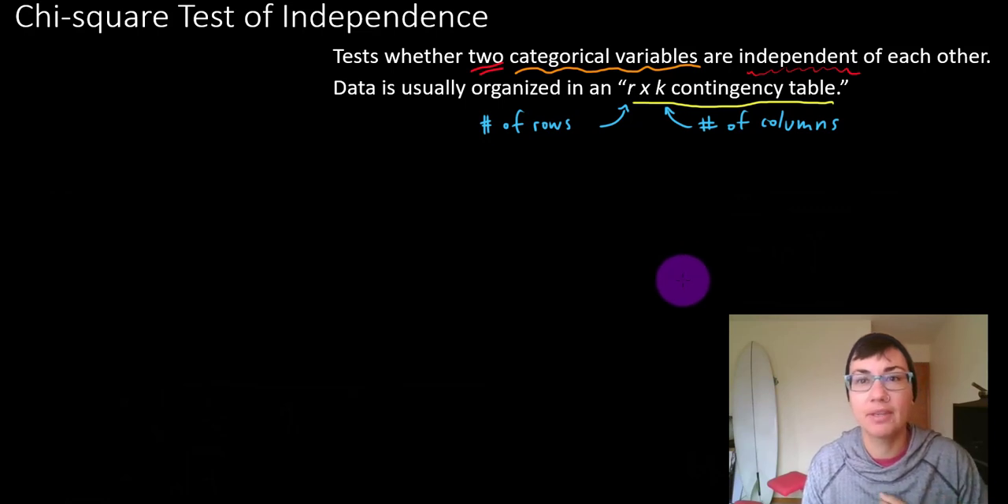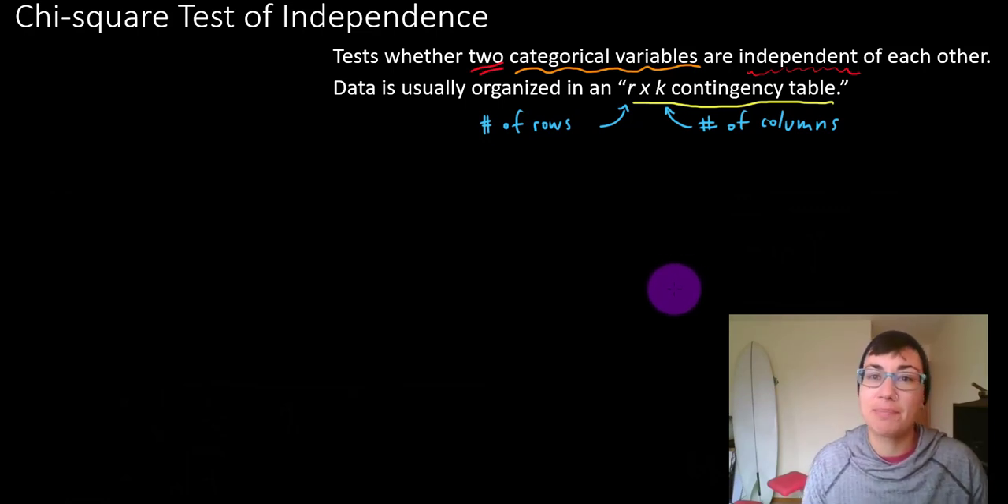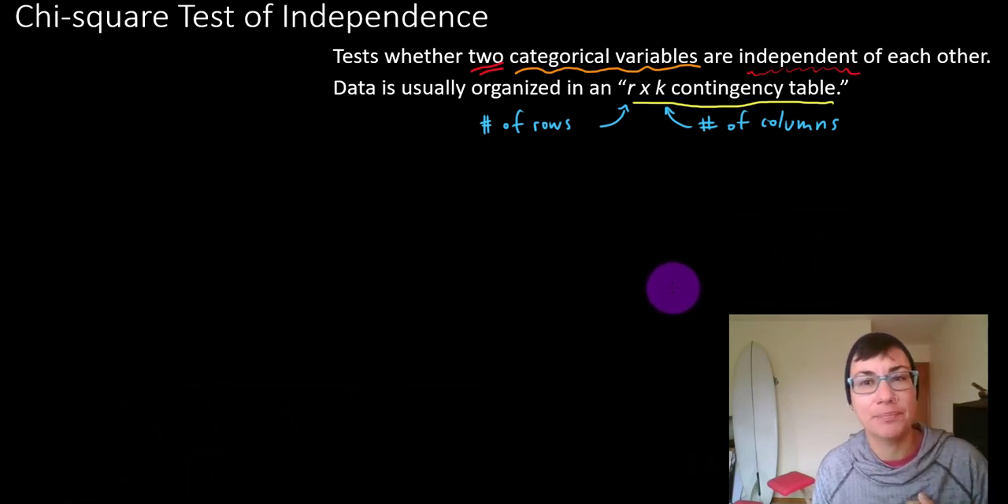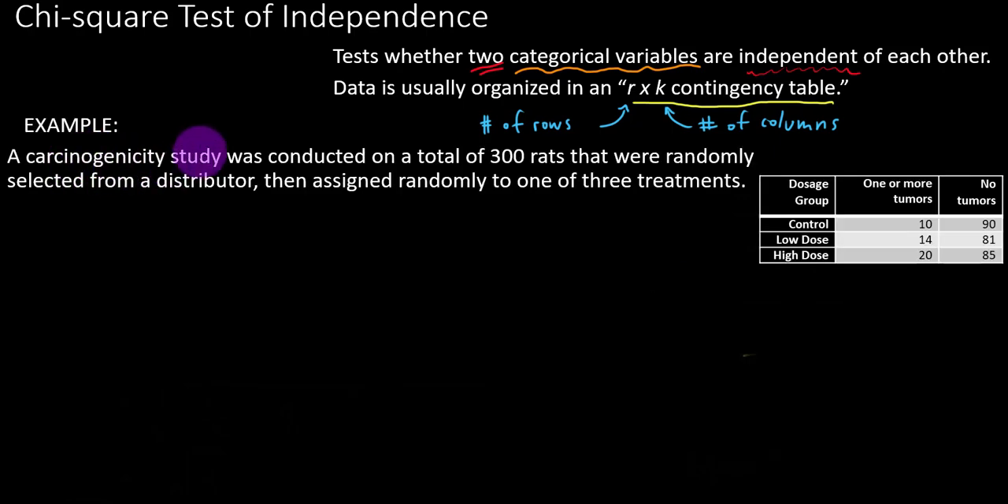So I think one of the best ways to go about explaining the test of independence is just to dive into an example. Here we go. In this study, there was a total of 300 rats that were randomly selected from a distributor of rats and randomly assigned to one of three treatments. They were receiving different carcinogen dosages here. We had a control group, you know what that means, a low dose and a high dose group. And then they tracked the number of tumors, if tumors developed, in each of those 300 rats.